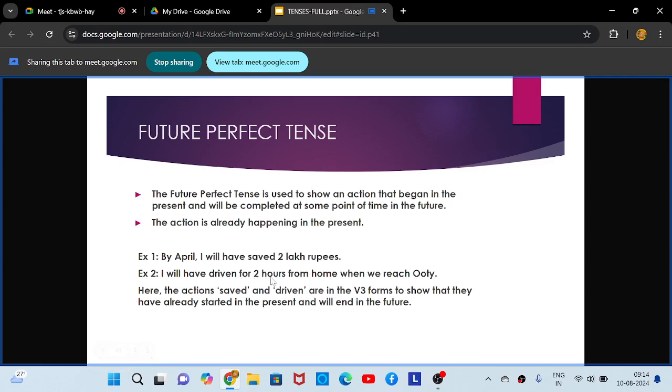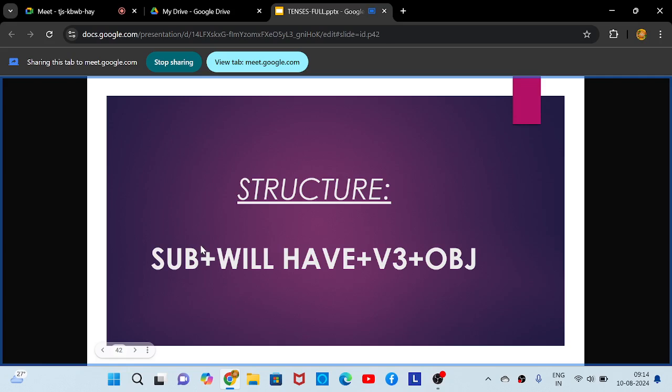I will have driven for 2 hours from home. So here the words in V3 are saved and driven. These are the verbs that are in the V3 form. Saved and driven. Driven is the V3 form for drive. Drive, drove, driven, or we say driven. Both are correct. Okay. So this is all about future perfect tense.